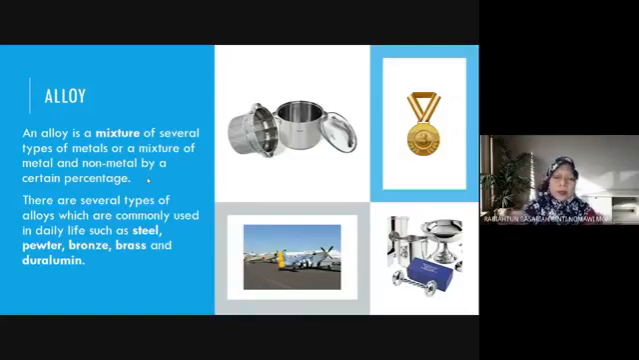Okay. There are several types of alloys which are commonly used in daily life, such as steel. Steel, you know what is steel? Keluli. Okay. Pewter, bronze, brass and duralumin. Okay. Kita ada gangsa, kita ada loyang and also duralumin. Okay, and we'll go each this one kita akan bincang one by one. Okay.